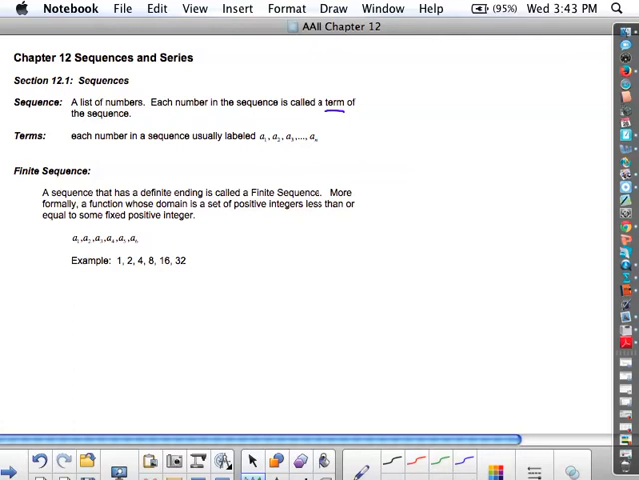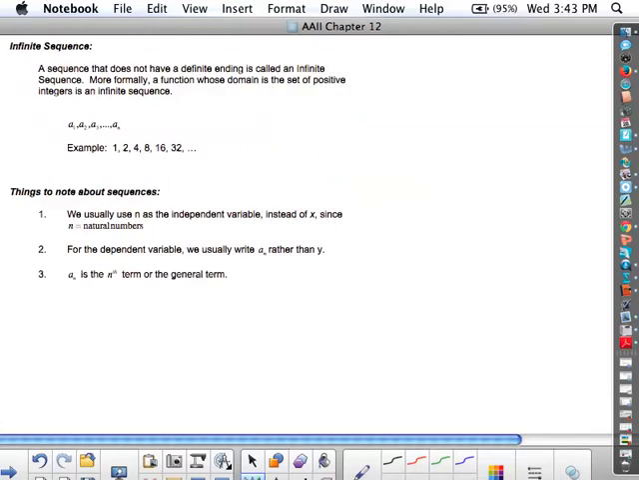A finite sequence is a sequence that has a definite ending. More formally, a function whose domain is the set of positive integers less than or equal to some fixed positive integer. So for example, this goes from a sub 1 to a sub 6, and then it stops. When we look at an infinite sequence, it will go from a sub 1 to a sub n, and we'll see these three little dots after a list of numbers that indicate that it continues on.